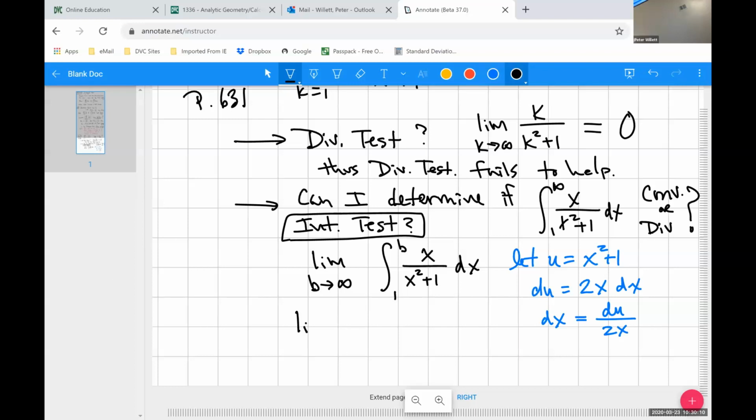So then I would have the limit as b tends to infinity of an integral. And so then I have x over u times du over 2x. And then if I want to go ahead and change limits of integration, I can do that too. So when x is equal to 1, then u would be equal to 2. And when x is equal to b, then u would be equal to b squared plus 1.